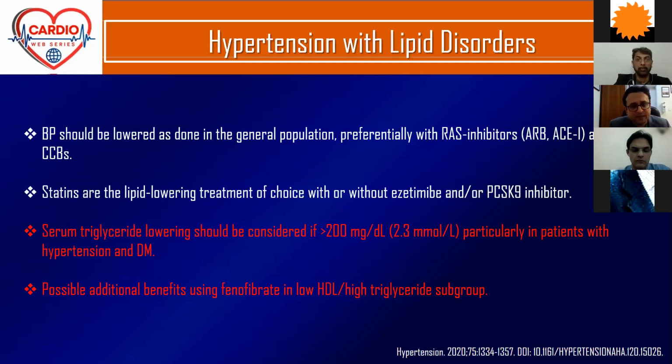So patients with lipid disorders, the treatment criteria for them is the same: that you lower it once it's more than 140/90. Serum triglyceride lowering in this patient population is recommended in certain guidelines, especially if they're suffering from hypertension and diabetes. And the possible additional benefits of adding fenofibrates to this patient population are an increase in HDL and probably a reduction in their triglyceride levels.